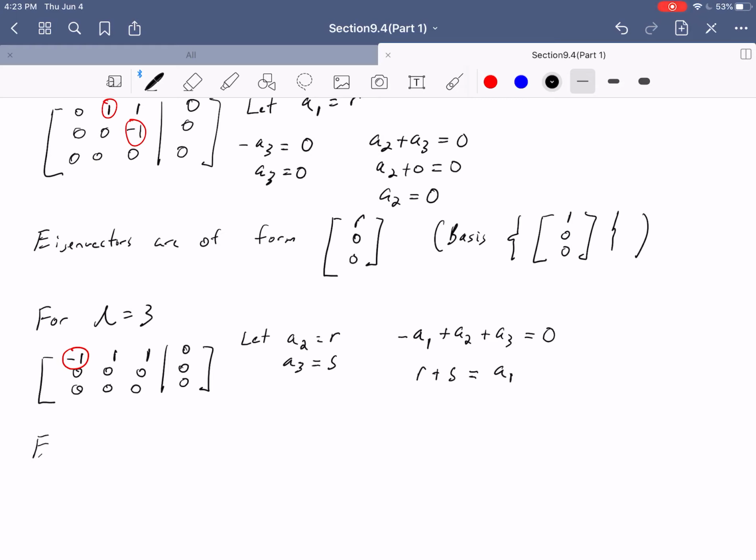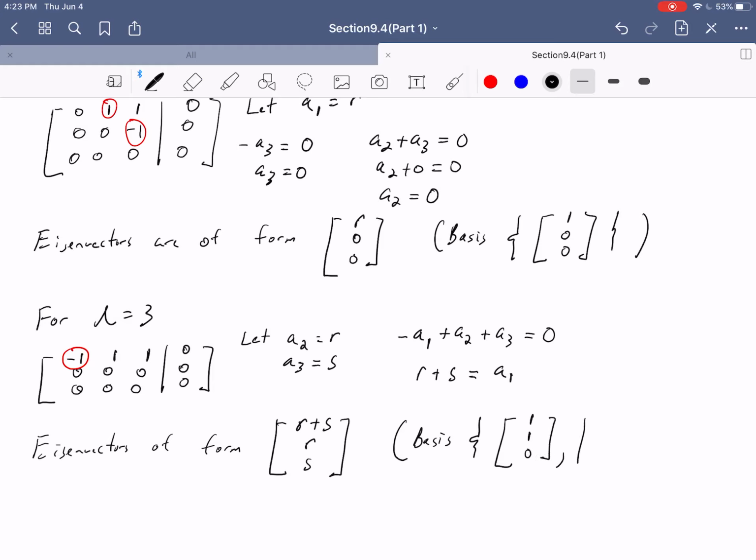So we would have eigenvectors of the form R plus S, R, and S. So there we go. So what's a basis here? Well, a basis would involve two things. Let's let R be 1, so 1, 1, 0. And then let's let S be 1, 1, 0, 1. So there's our basis for the eigenspace for lambda equals 3.